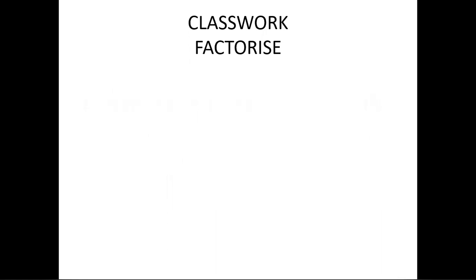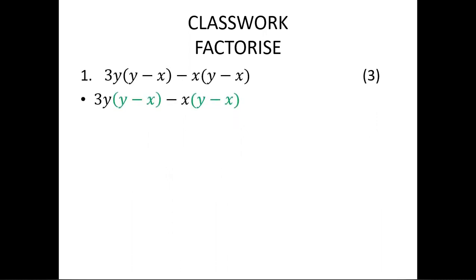For the first one, you will simply take out a common bracket. The common bracket there will be y minus x. I've just highlighted it in green. Just take that out. Whatever is left, which is the black stuff, will be in brackets. So in the first bracket, you'll have y minus x. In the second bracket, you will have 3y minus x.